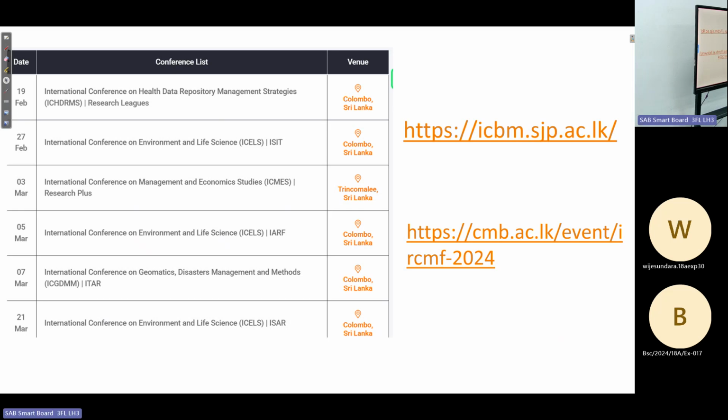So these are the upcoming research conferences this year, during February to March. These are the University of Sri Jayewardenepura National Conference on Business Management link, and this is the Colombo conference link, right? You can click on those links.